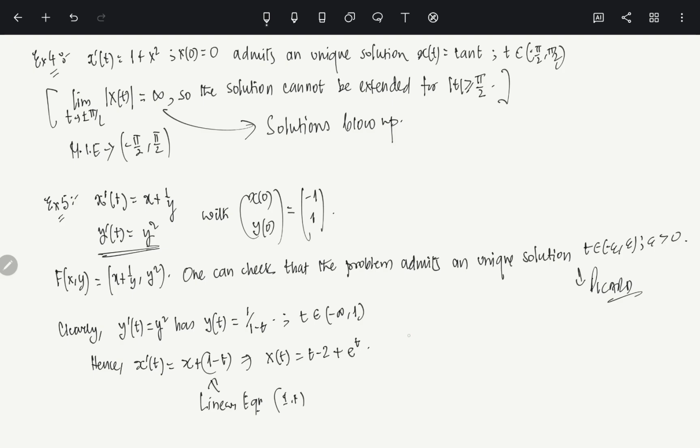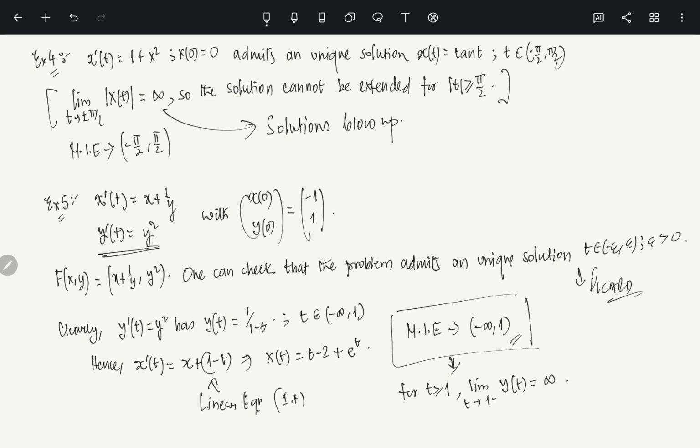So what is the maximum interval of existence in this case? It is given by minus infinity to 1. Why? Because for t greater than or equal to 1, the limit as t tends to 1 from the left of y of t blows up, right? So this is the maximum interval of existence.